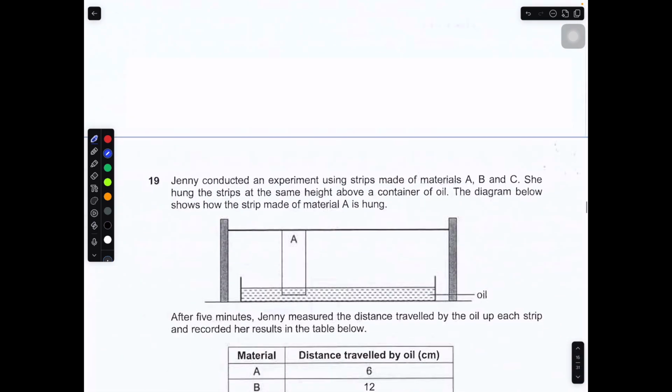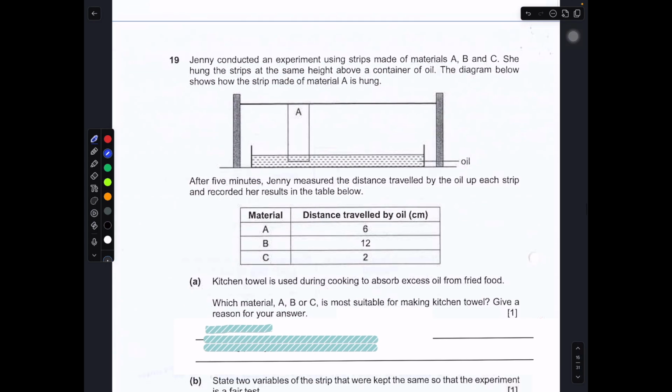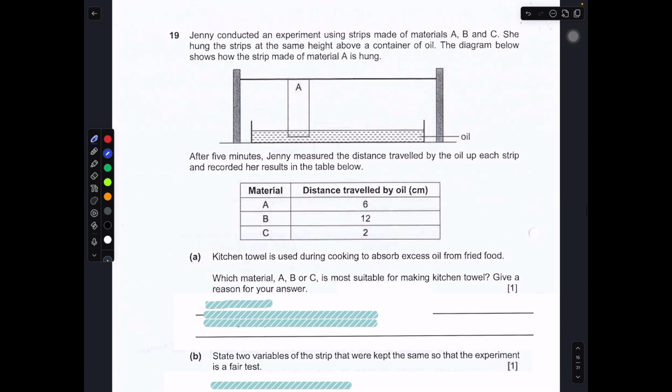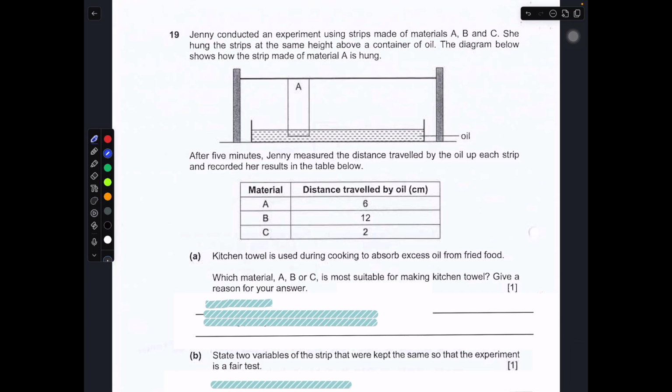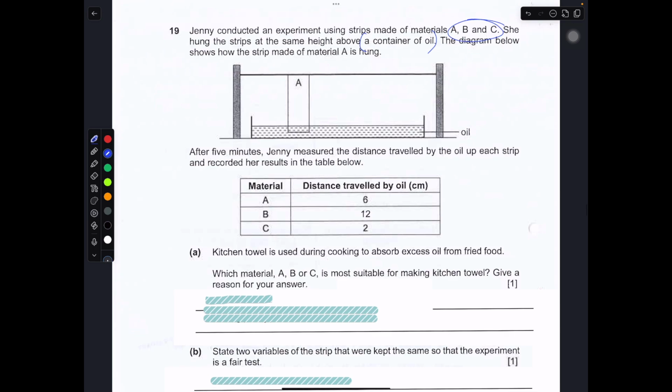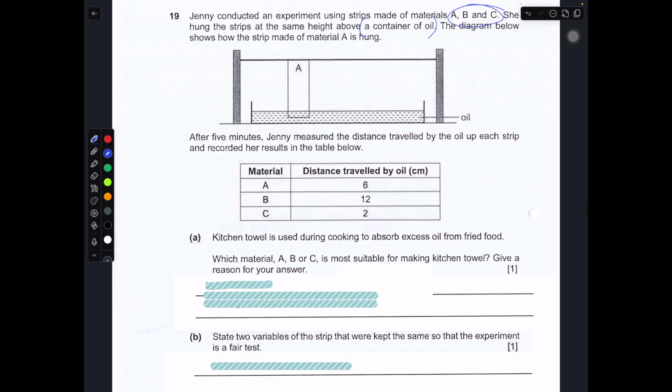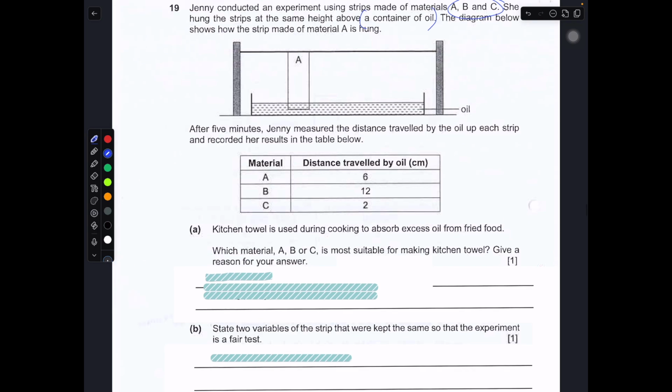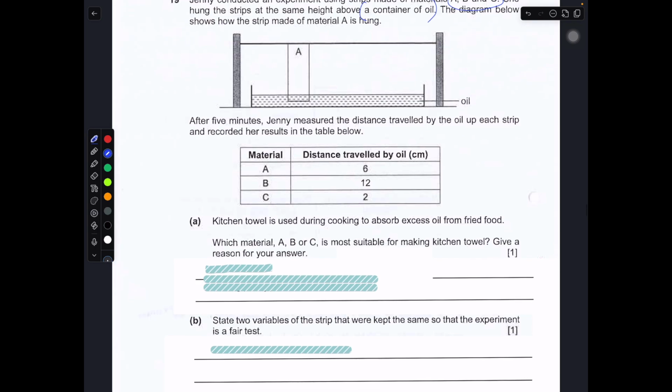Moving on next. This question is really about properties of material. Jenny conducted an experiment using strips of materials A, B, C. She hung the strip at the same height above a container of oil. The diagram below shows how the strip made of material is hung. It's hung in this manner and it's dipped into the oil. After 5 minutes, Jenny measured the distance traveled by the oil up each strip and recorded the result in the table below.